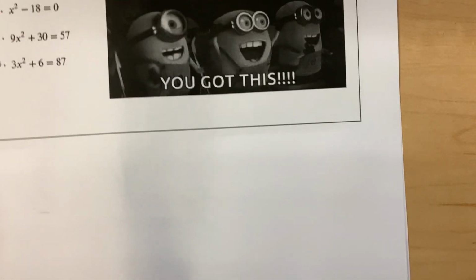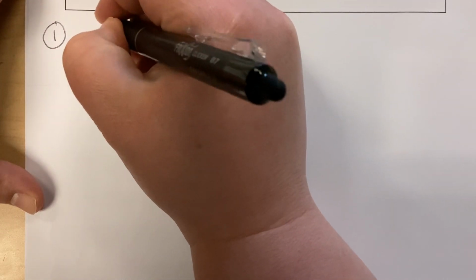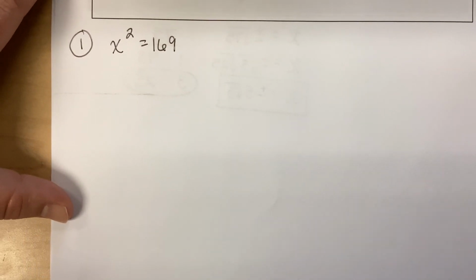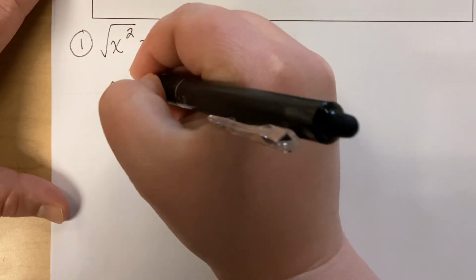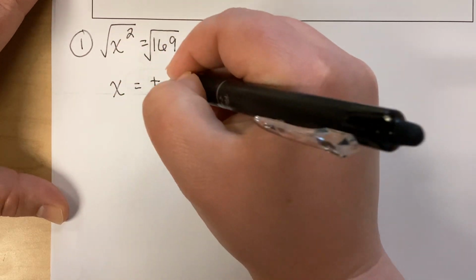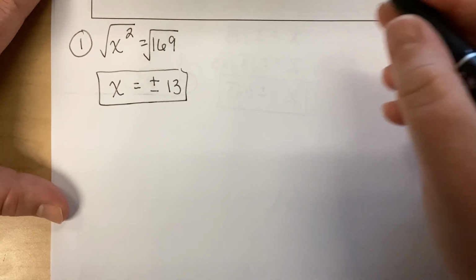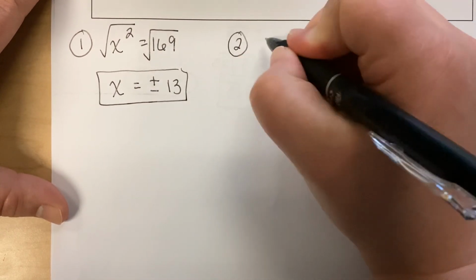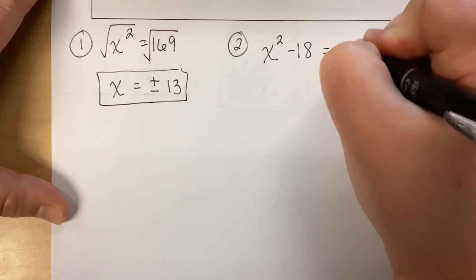Let's try some practice problems of those. We have 4 of them. All right. Number 1. We have x squared equals 169. Now 169 is a perfect square, so if I'm just going to take the square root of both sides, I'm going to get x equals plus or minus 13. Done.